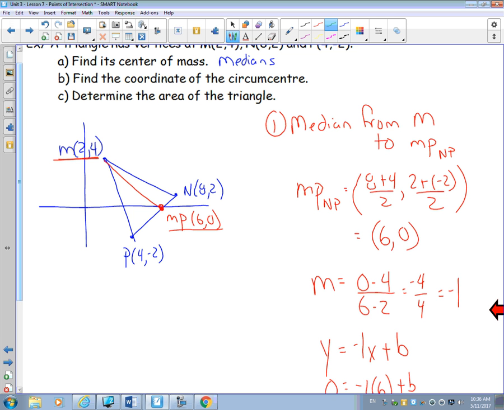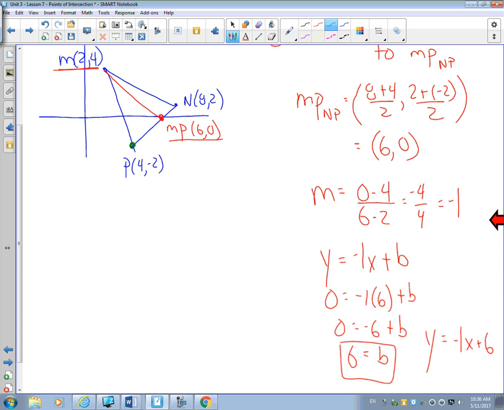So let's try the median from P next. Median from P. So put that right underneath here. Now if you want to do median from N, that would work too. Nothing wrong with that. Where does it go? It starts at P and ends up at the midpoint of MN. But I don't know that yet, so we need to find it.